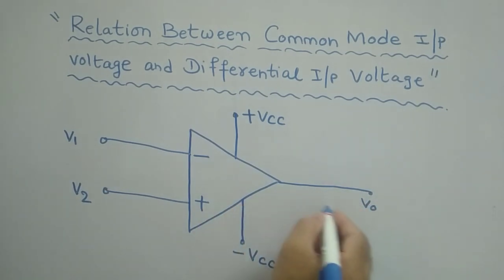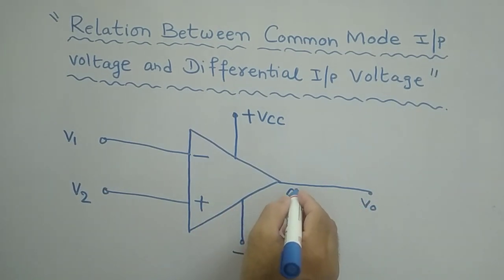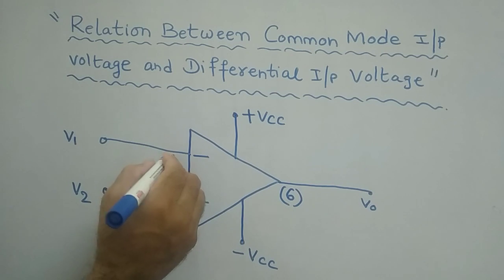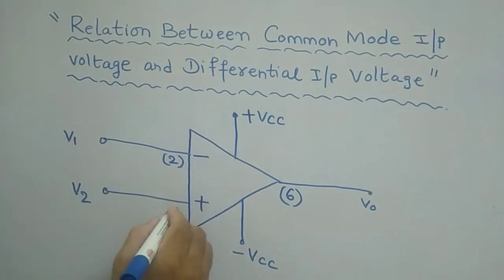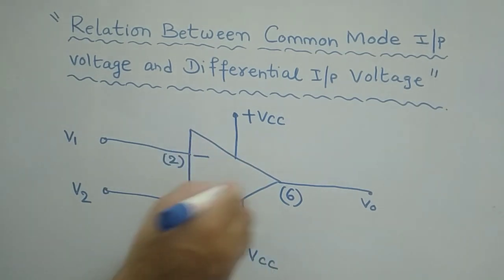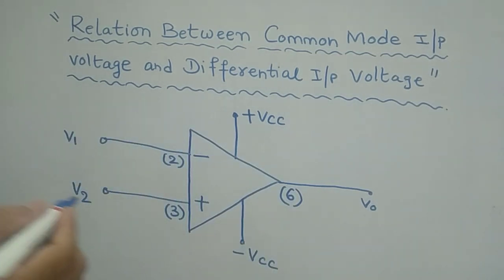And always remember the pin numbers also. This is pin number 6, your output, the minus terminal is pin number 2, and the plus terminal is pin number 3, if you compare with the pin diagram of the op-amp.